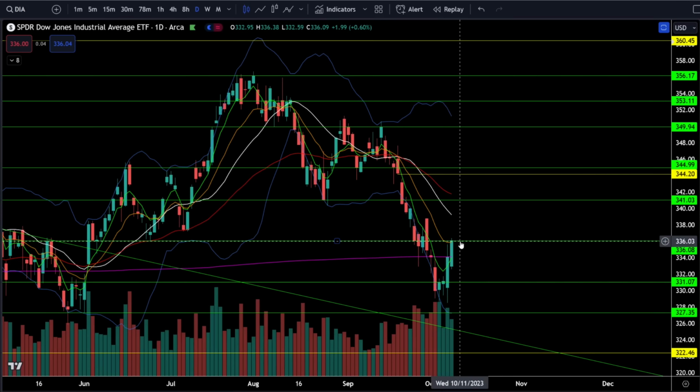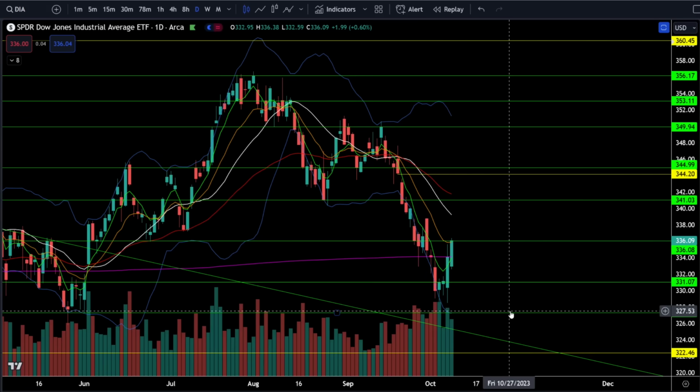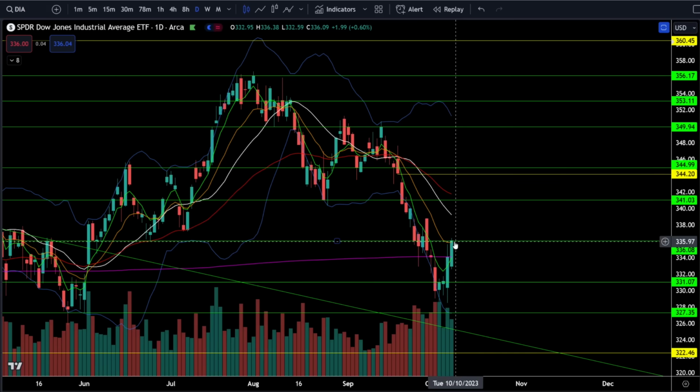So trade accordingly, and if we get rejected from 336, that could be a short back down towards this support at 331, the next leg lower at 327, and then the gap fill at 322. If we break this resistance, we could easily run to 341, so do keep that in mind.